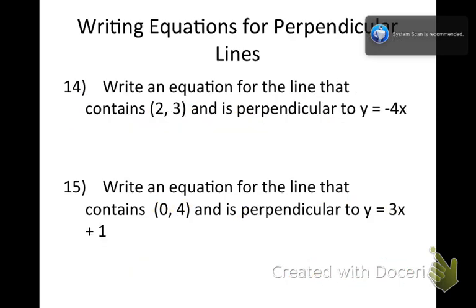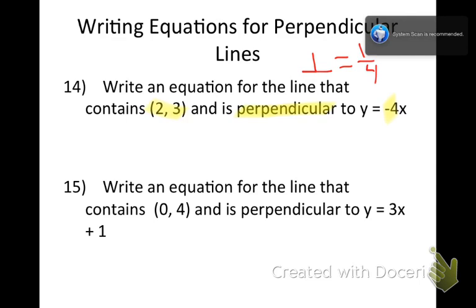Last one's here. Perpendicular lines. So I'm going to write an equation of the line through a point perpendicular to y equals negative 4x. What do I know about the slopes of perpendicular lines? Opposite reciprocals. So if my slope is negative 4, what's my perpendicular slope going to be? I need opposite reciprocal. So what's going to be, Katie? 1 over 4. Opposite changes the sign. Reciprocal, I need to flip it around.